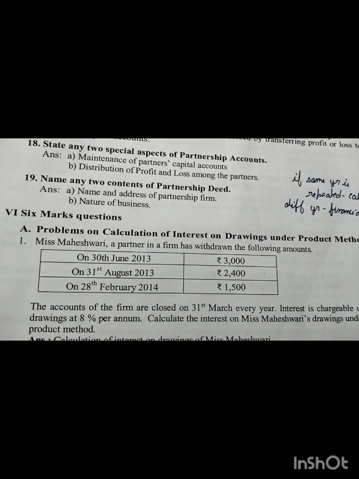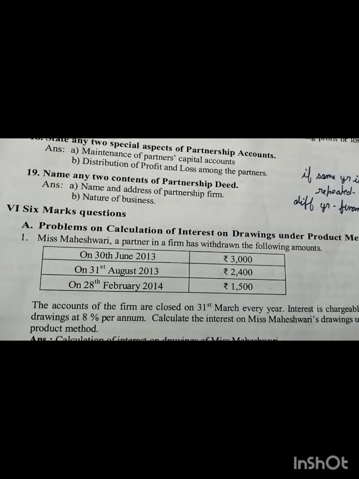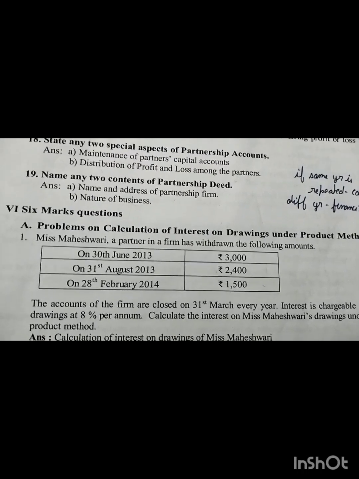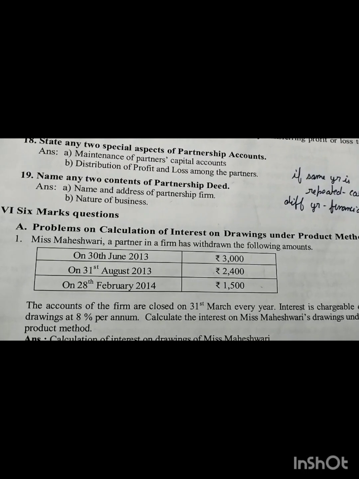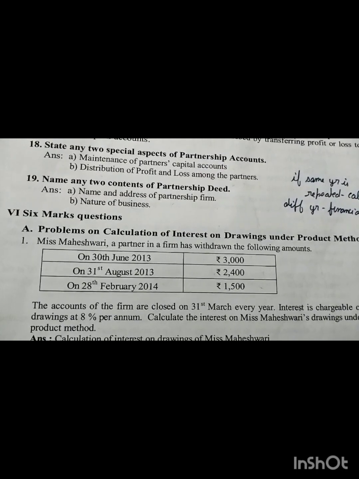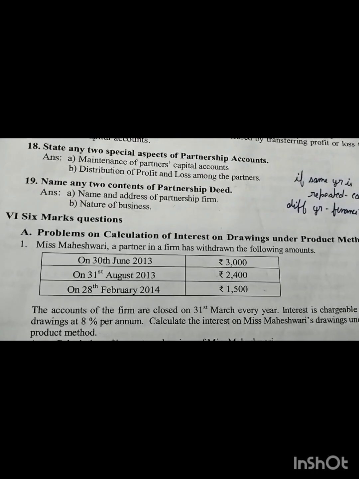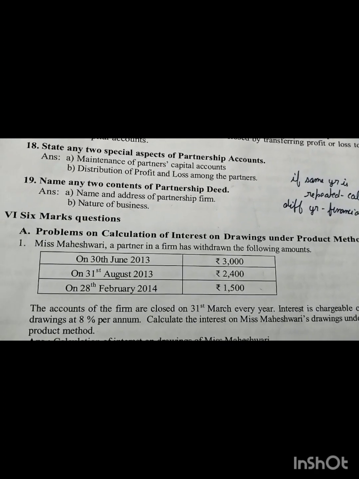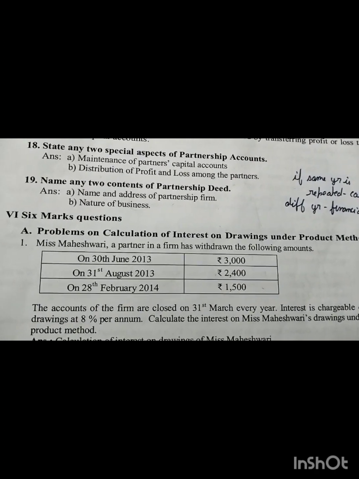Okay, so this is the question. The date of drawings are given and the amount is given. The accounts of the firm is closed on 31st March every year. Interest is chargeable on drawings at 8% per annum. Calculate the interest on Mrs. Maheshwari's drawings under product method. So this is how the question will come.